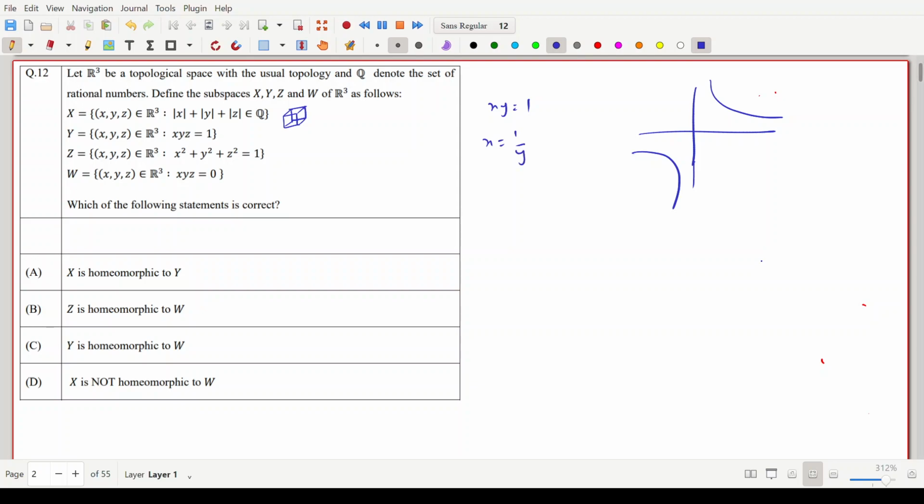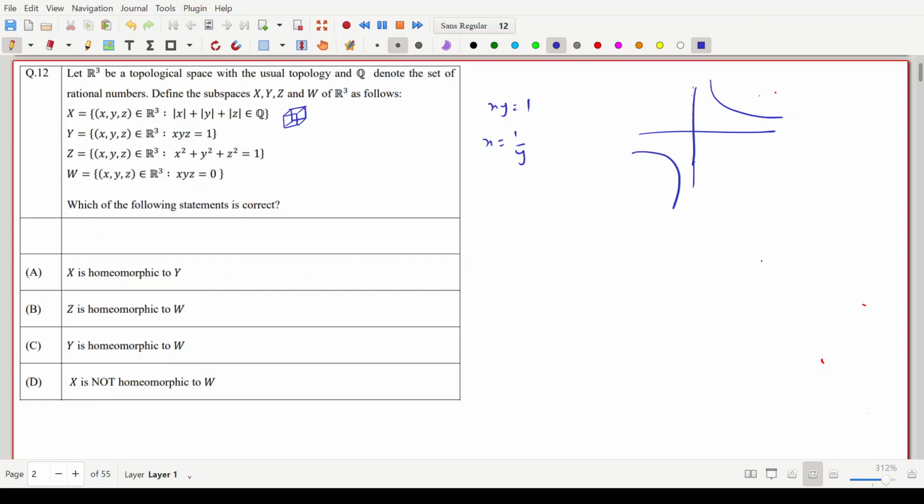That means if your y is very high, then x goes to 0. If y goes to infinity, then your x goes to 0. Do you observe? If I increase the value of y, then the value of x is going towards 0. It is coming to the y-axis, something like that. So this is the graph.